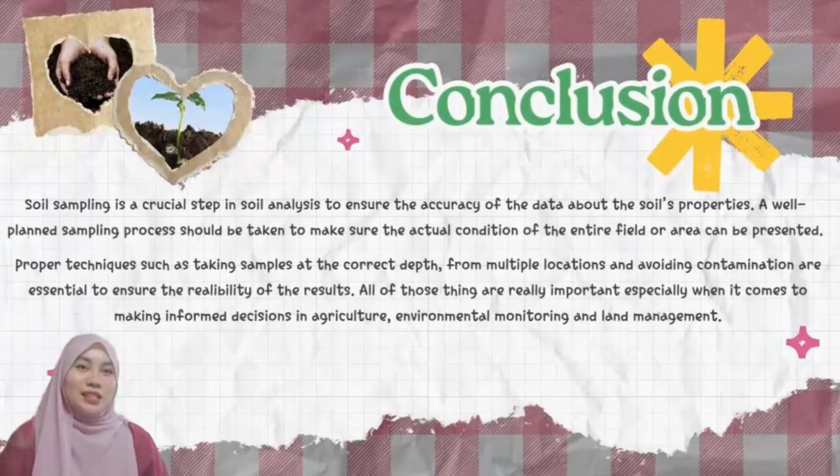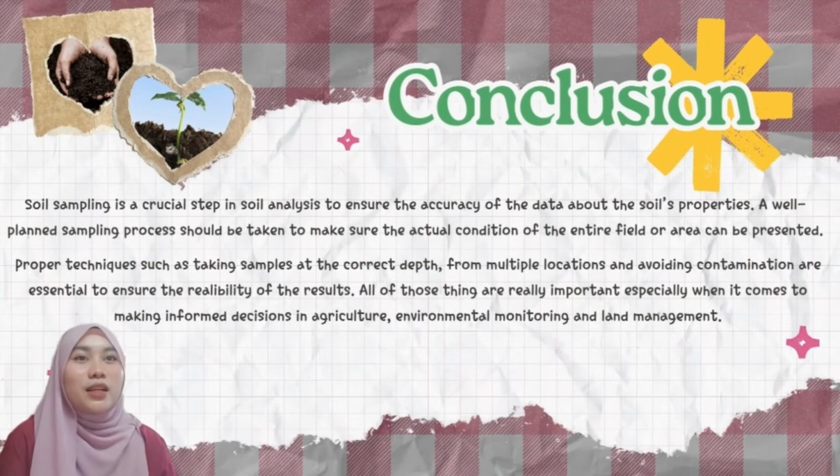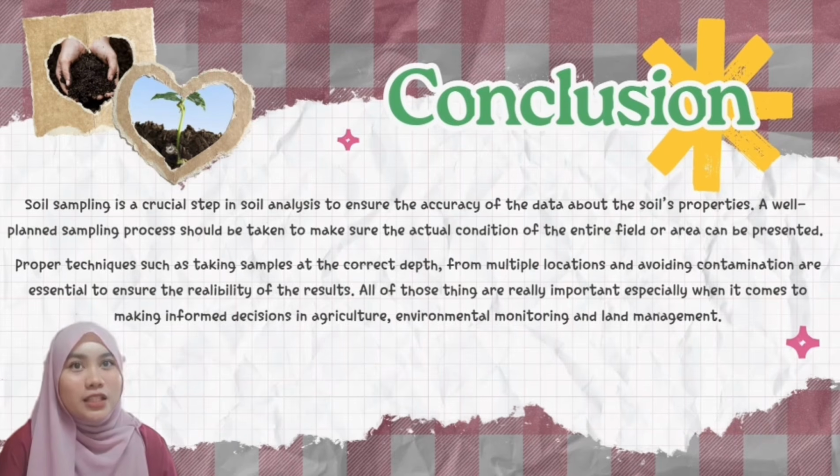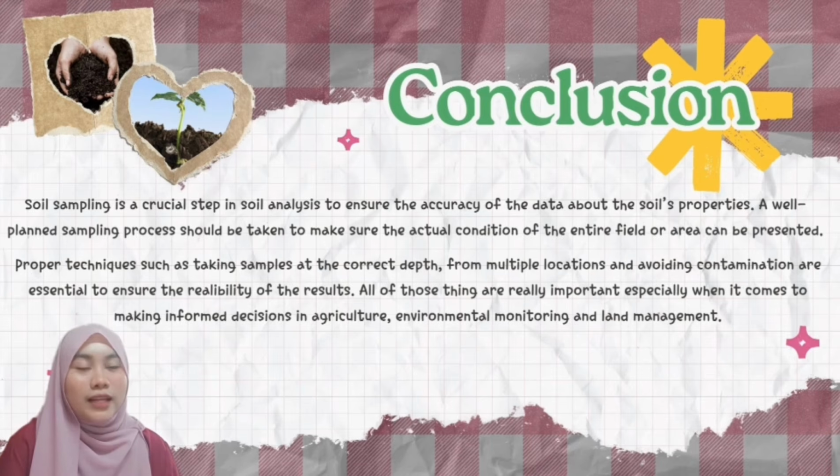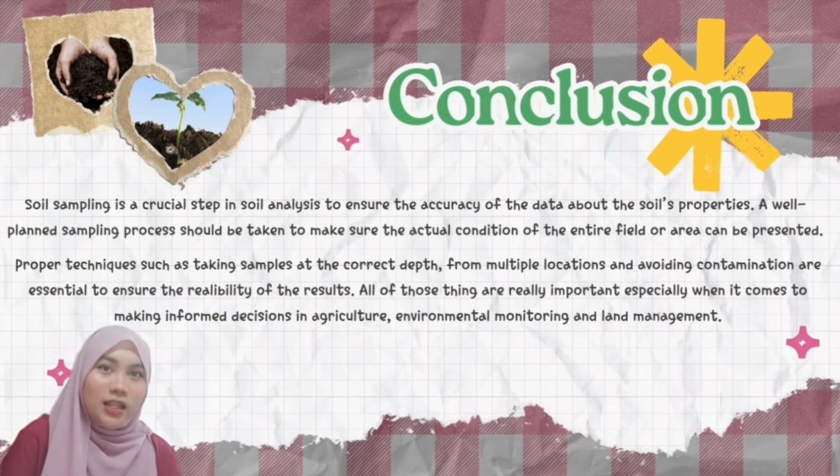Soil sampling is a crucial step in soil analysis to ensure the accuracy of the data about soil properties. A well-planned sampling process should be carried out to make sure the actual condition of the entire field or area can be represented. Proper techniques such as taking samples at the correct depth from multiple locations and avoiding contamination are very essential to ensure the reliability of the result. All of those things are really important, especially when it comes to making informed decisions in agriculture, environmental monitoring, and land management.